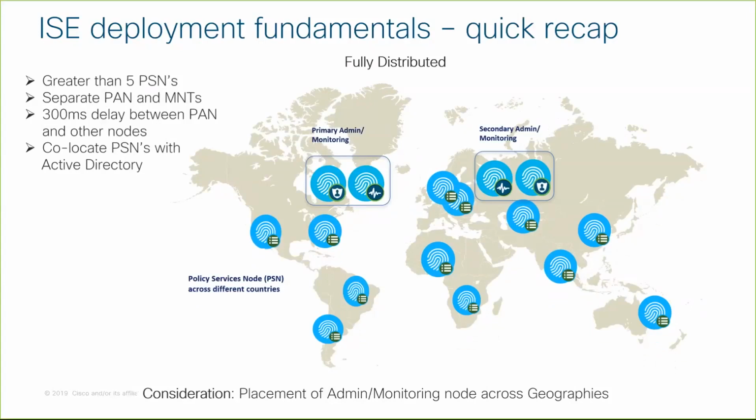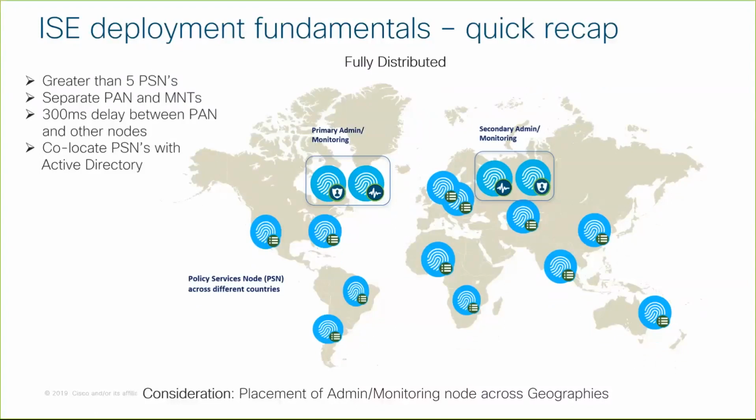Now, I would suggest separating the PAN and MNT if you have greater than 5 PSNs. If you have less than 5 PSNs, you can combine PAN and MNT together. And between PAN and the other nodes, the typical delay we support is 300 milliseconds. The last point is a very important point. You'll have to co-locate the PSNs with the Active Directory.